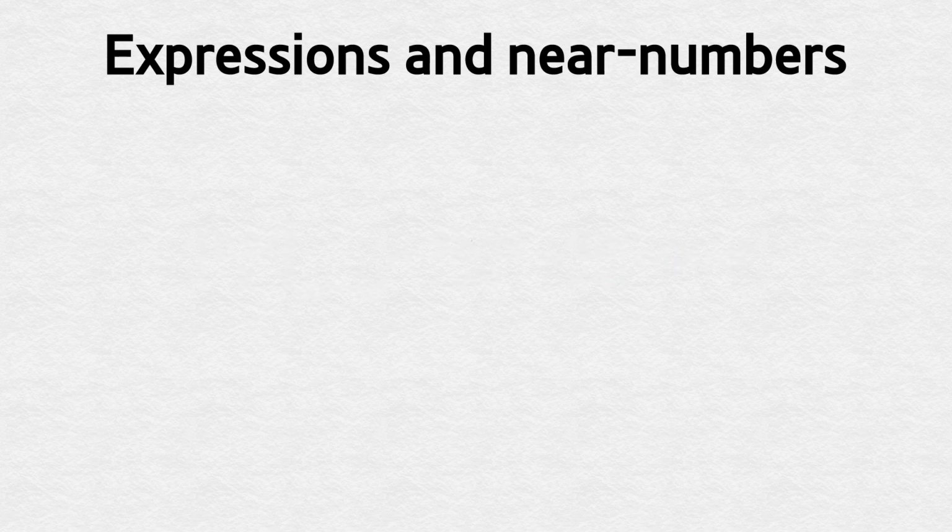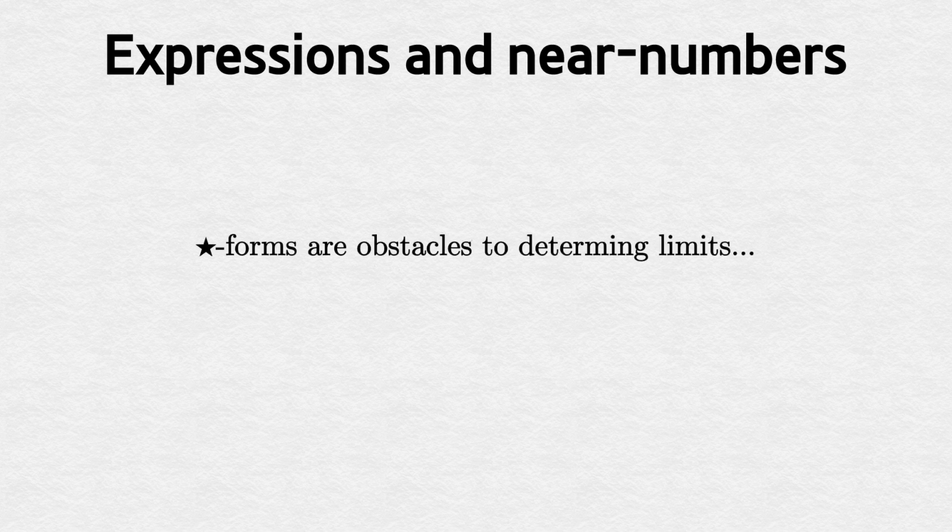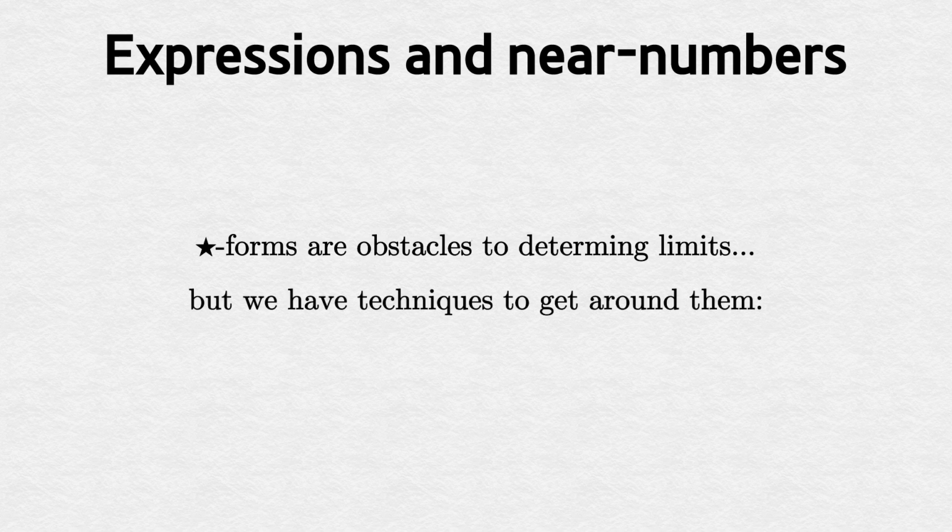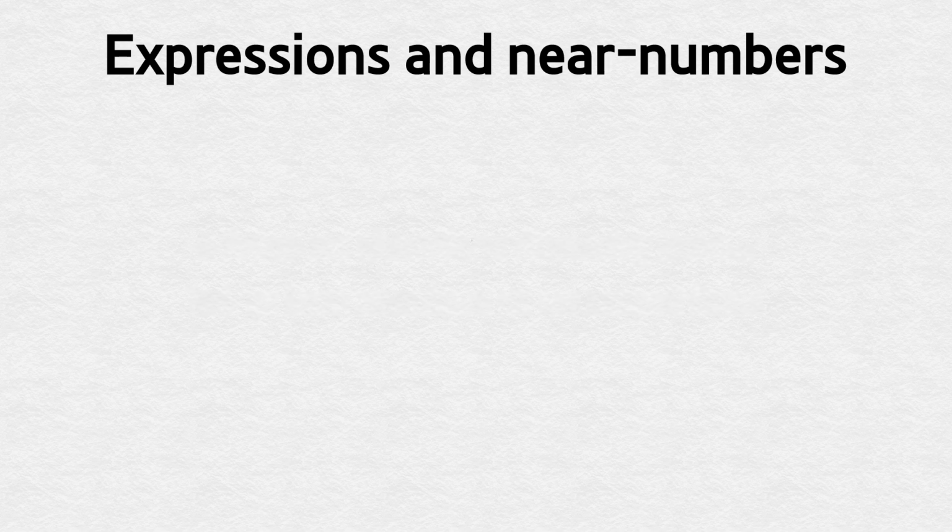When substituting near numbers into an expression, star forms are our principal obstacles, as they result in indeterminate statements. Fortunately, there are a few common techniques for getting around star forms. When we see positive infinity over positive infinity, or positive infinity minus positive infinity, we most often factor out the largest terms from the expressions that yield the positive infinities and simplify. If at least one of them can be kept from being positive infinity, the star form will be avoided.